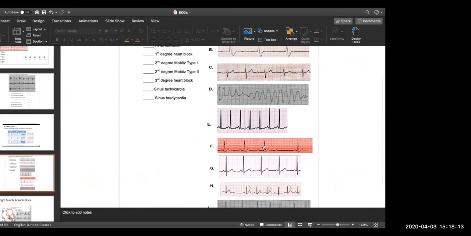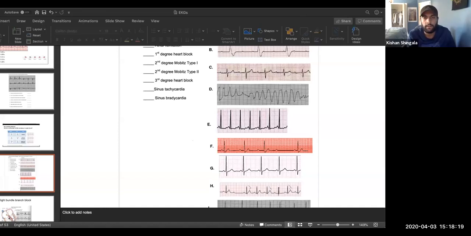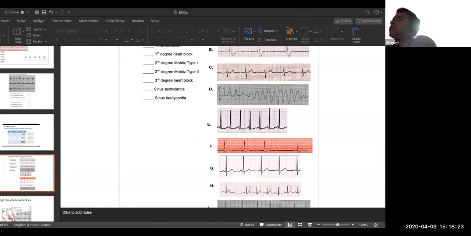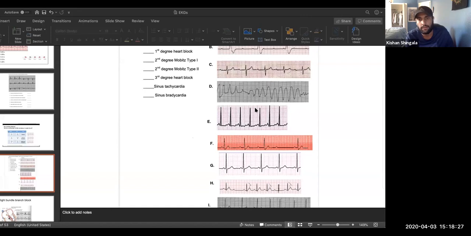H is the type. The way that she said it in lecture was really helpful: you just look for the dropped one, and then you look at the PR interval before and after the drop. Since the one right before the drop should be the longest, the difference will be very obvious. That's what she was talking about in lecture, and I think that was a helpful way. That's really good.